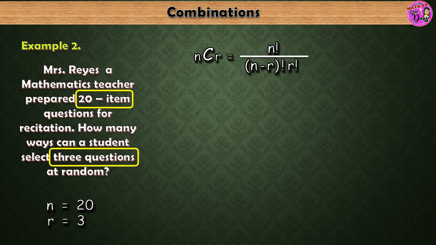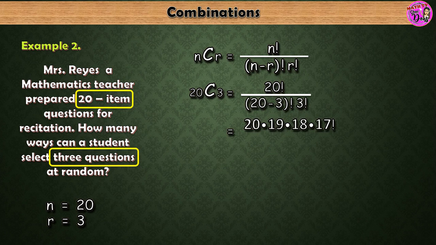Our formula is n factorial divided by quantity n minus r factorial times r factorial. Plug in the values. Combination of 20 objects taken 3 at a time is equal to 20 factorial divided by quantity 20 minus 3 factorial times 3 factorial. Simplifying it, we have 20 times 19 times 18 times 17 factorial all over 17 factorial times 3 factorial. Cancel out 17 factorial.